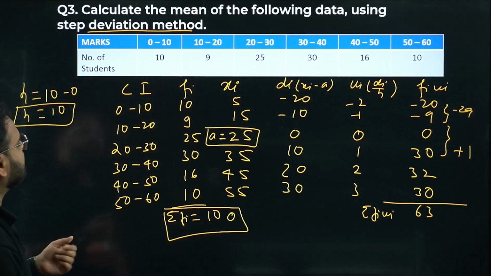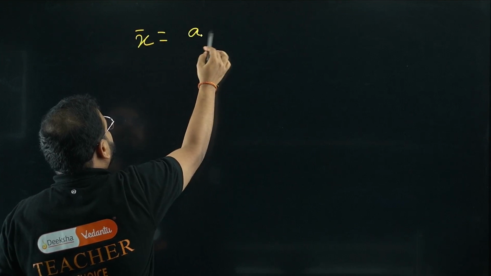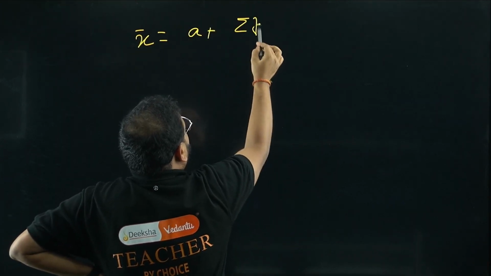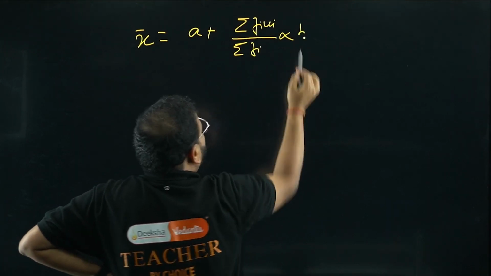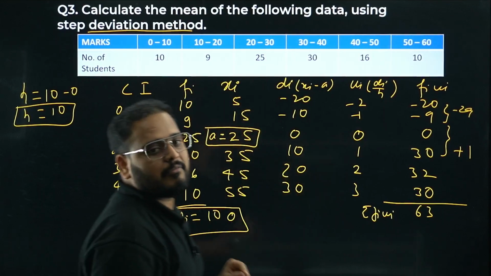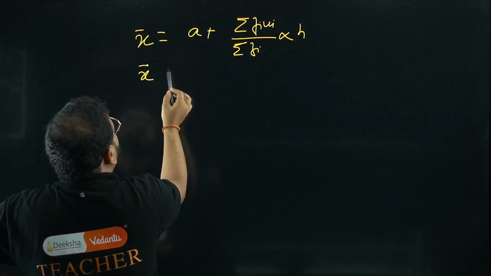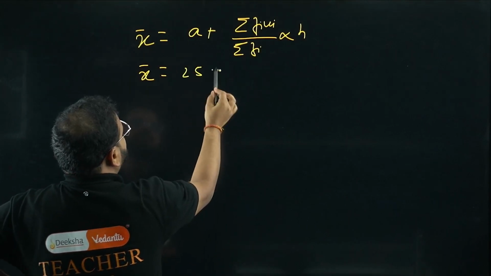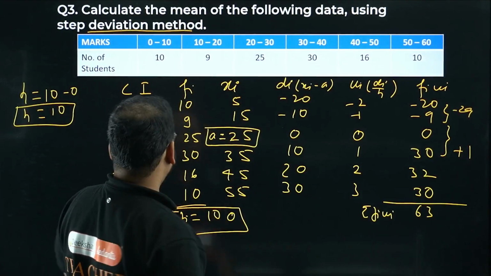Great. What is the answer now? We are looking for the mean, right? X bar equals A plus sigma FiUi upon sigma Fi into H. Remember this. How come H? Because we divided this by H, for that reason we have to cancel the step that we created. What is A? A is 25. 25 plus sigma FiUi, how much was that? 63.